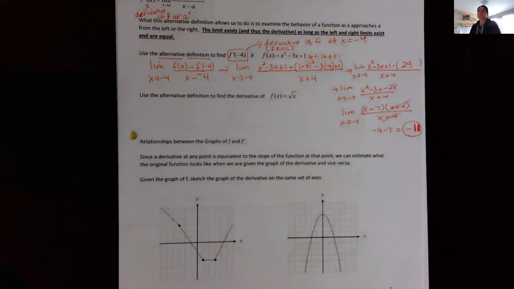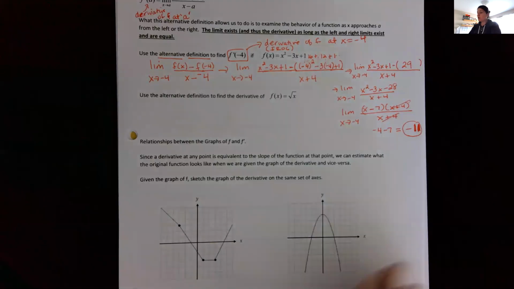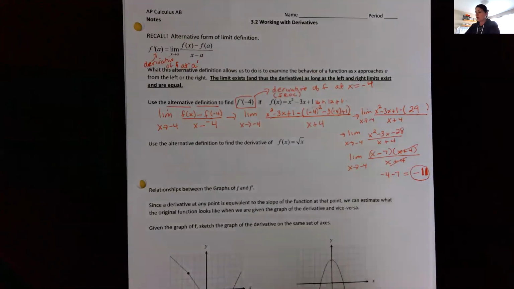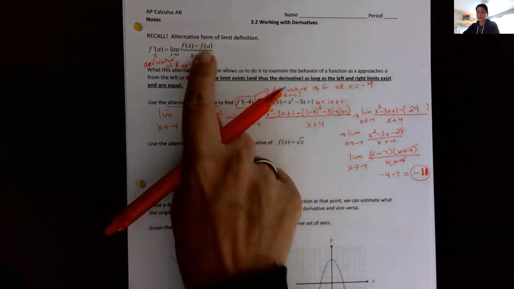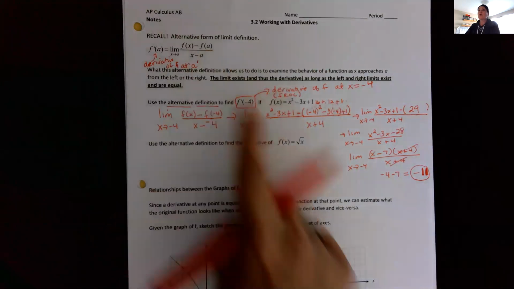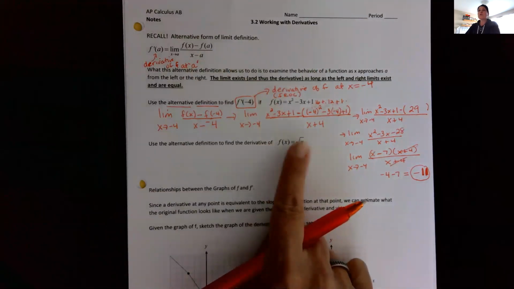All right. Second question, use the alternative definition to find the derivative of f of x equals square root of x. So we're not actually finding anything at a specific value, but we're still going to use our definition. And we can still use this same definition. When we're done though, we're going to have an expression as an answer.